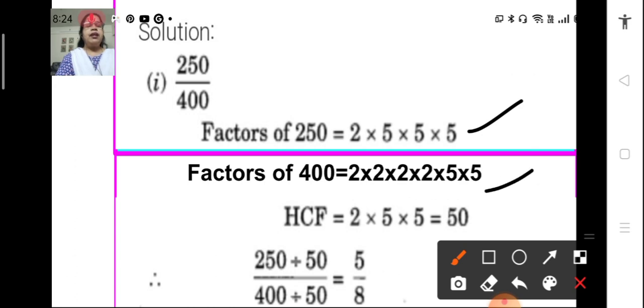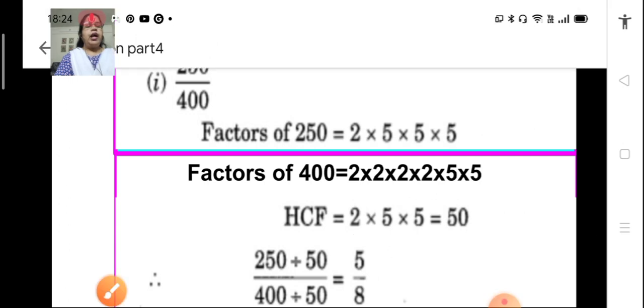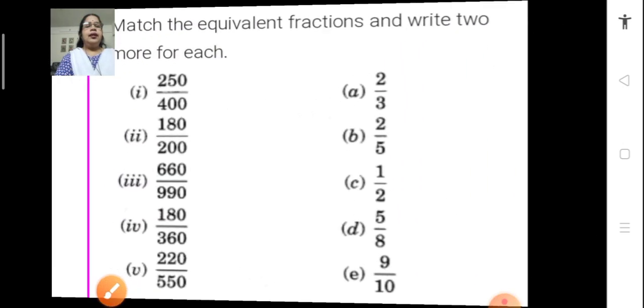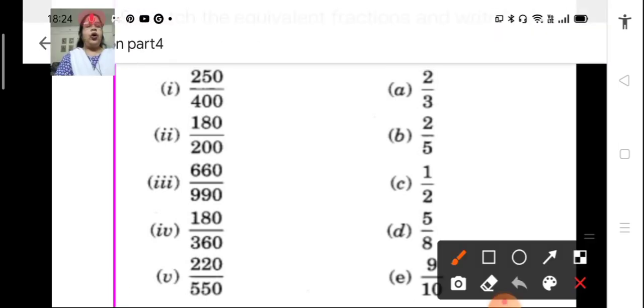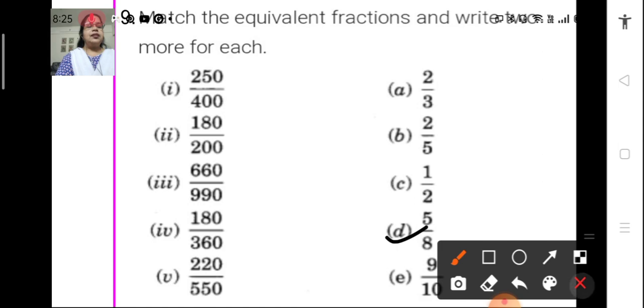So what is the HCF? We will find the common factors of 250 and 400 and multiply them. So what will be the HCF? It is 2 into 5 into 5, that means 50. What do we do now? We divide both the numerator and the denominator by the HCF. So we have done that here, and what do we get? We get 5 upon 8. So 5 upon 8 is D, the option D. So for the first one, option D is the right answer.